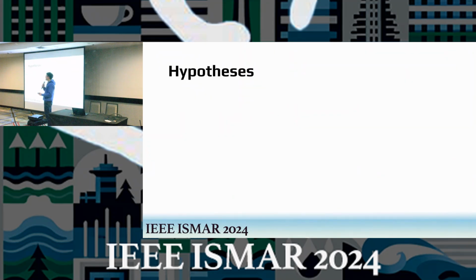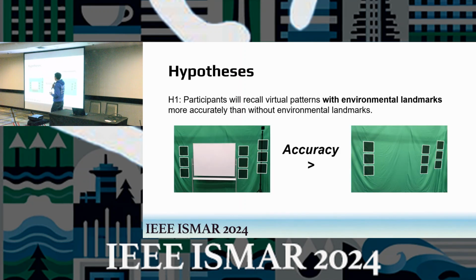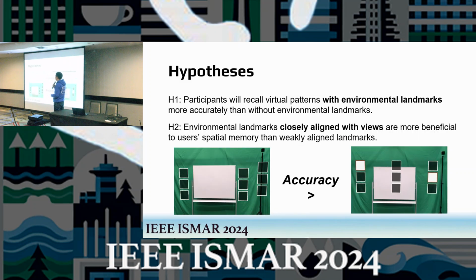All right, so after designing our study, we proposed 3 hypotheses. So in the first hypothesis, we say the participants will recall virtual patterns with environmental landmarks more accurately than without environmental landmarks, because we believe that the physical landmarks would have a positive effect on the spatial memory. And for the second hypothesis, environmental landmarks closely aligned with the views are more beneficial to user spatial memory than weakly aligned landmarks.